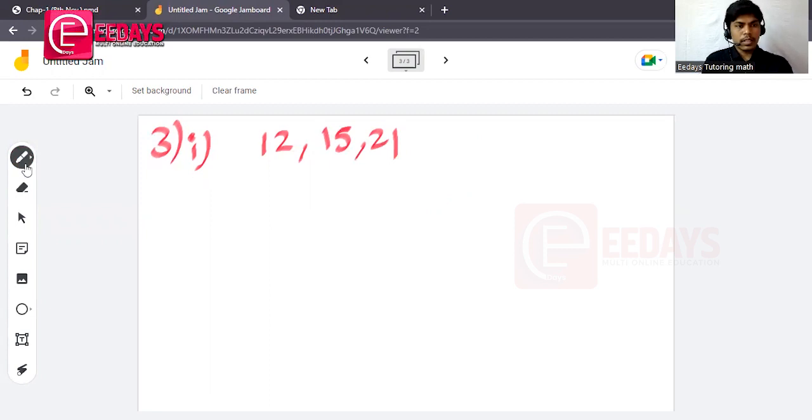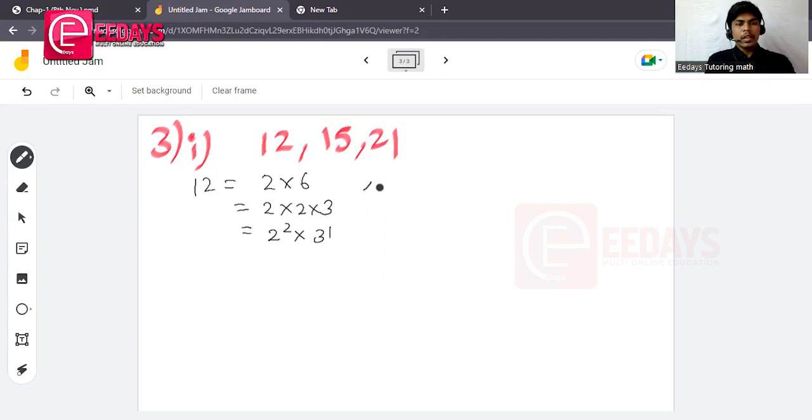So once again, if you write prime factors for 12, we'll get 2 times 6, so 2 into 6, we can write 2 into 2 into 3. Finally we can confirm 2 square into 3 power 1.